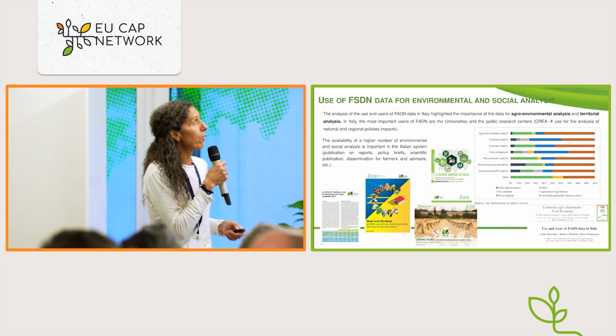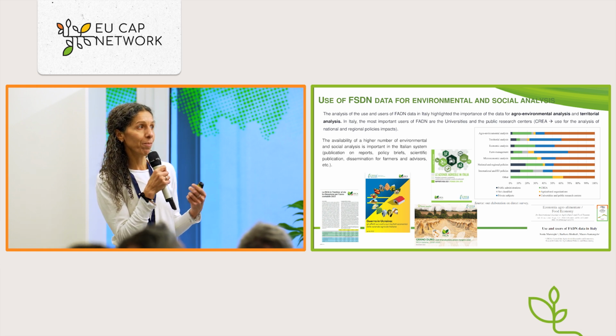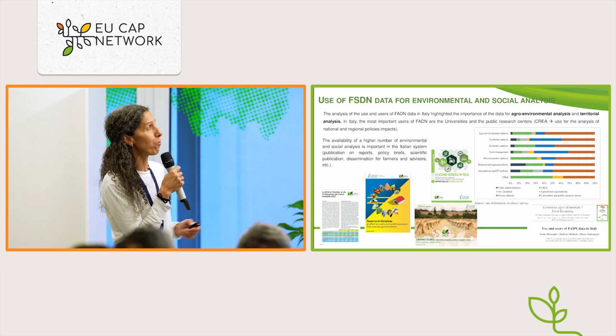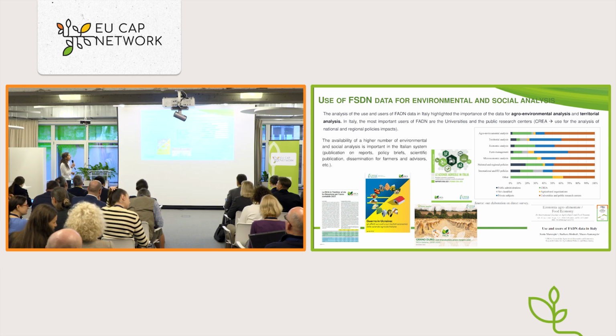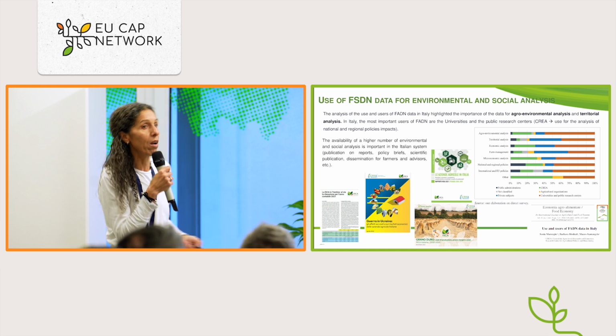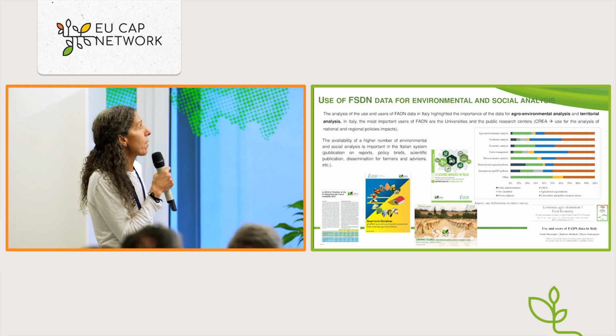Some years ago, we did an analysis of the use and users of FSDN data in Italy. And this has been very surprising: in Italy, the most important use of FSDN data is for agro-environmental analysis, followed by territorial analysis, economic analysis, farm management analysis, and so on. In this graph, you can see the use of the data, the most important categories, and the users. The users are mostly the universities, the research institutes, but also the public administration, agricultural organizations, and even some advisors or consultants that need to perform, I don't know, analysis done at farm level.